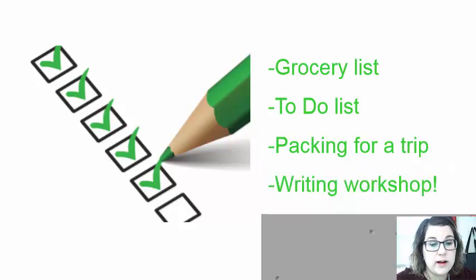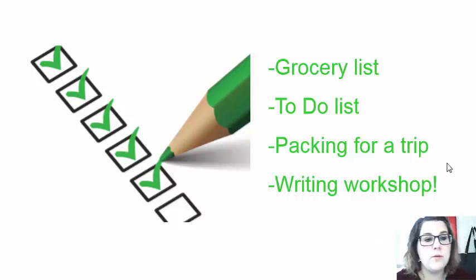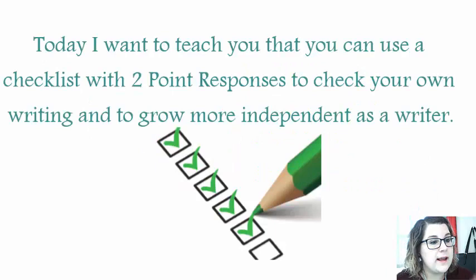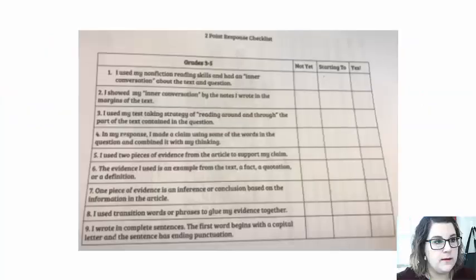We also use checklists during writing workshop, and we've done this a couple times this year to monitor our own work and the work of maybe a writing partner. So using checklists is a way for writers to be in charge of their own writing. Well, the state test is another opportunity for you to be in charge of your own writing. So today I want to teach you that you can use a checklist with a 2-point response to check your own writing and to grow more independent as a writer.